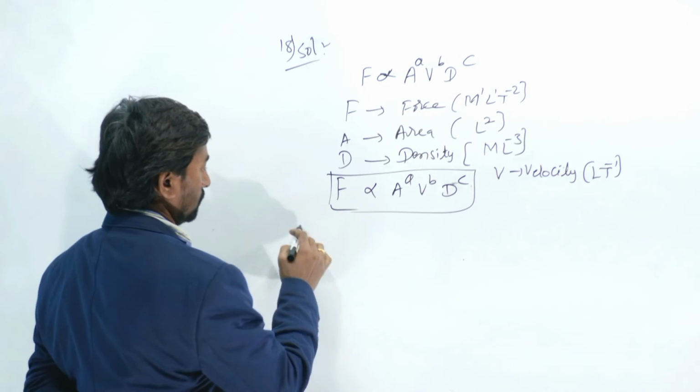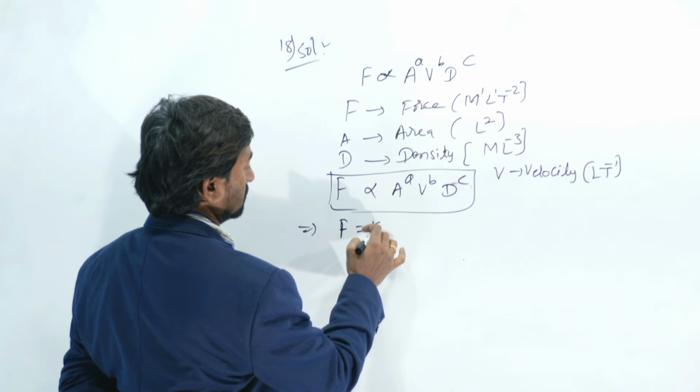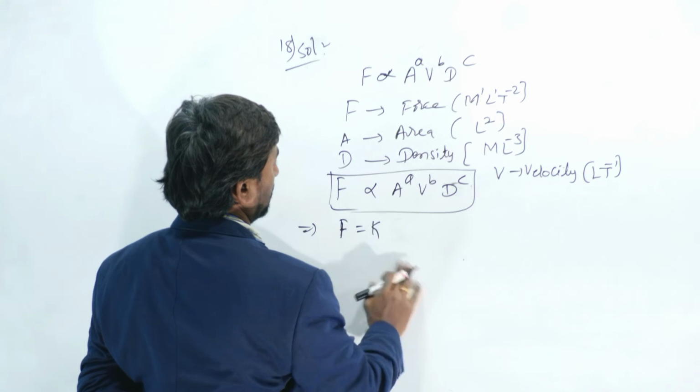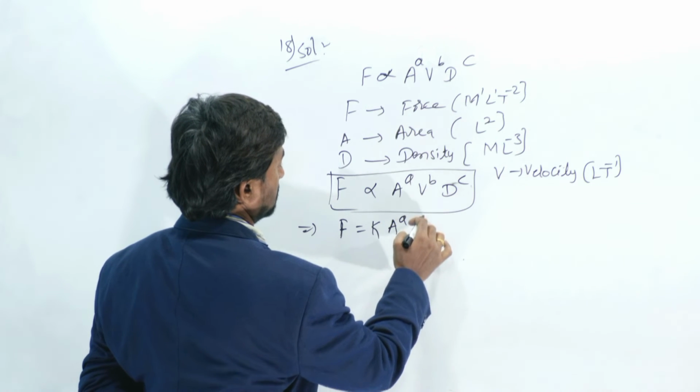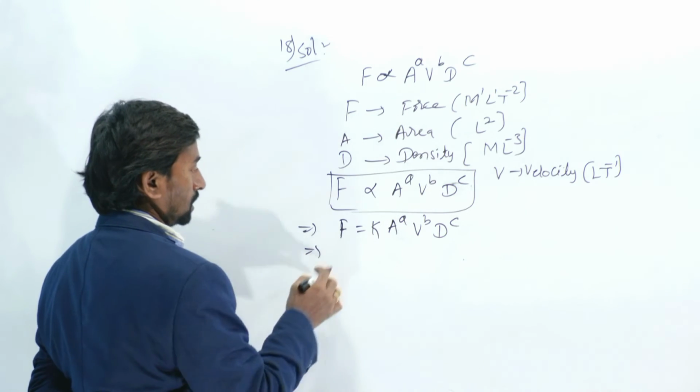L T power minus 1. So from this, if you remove this proportionality, we will get a constant k. So the equation will become F = k A^a v^b d^c. Now the dimension formula of force.